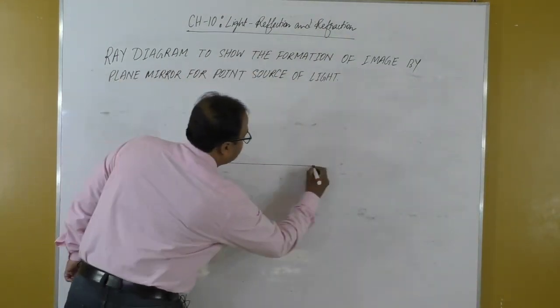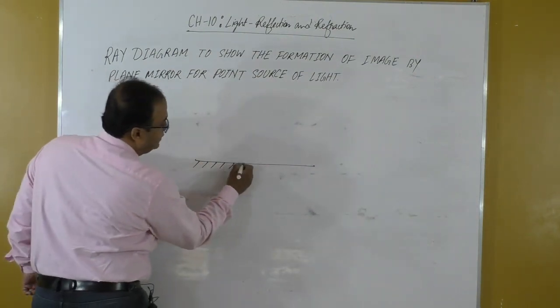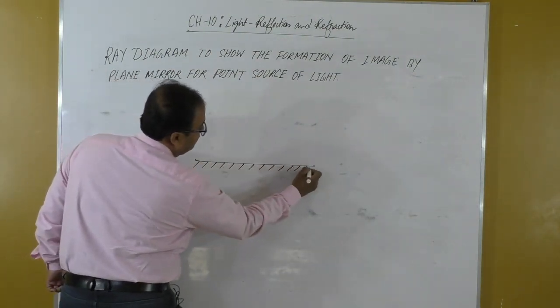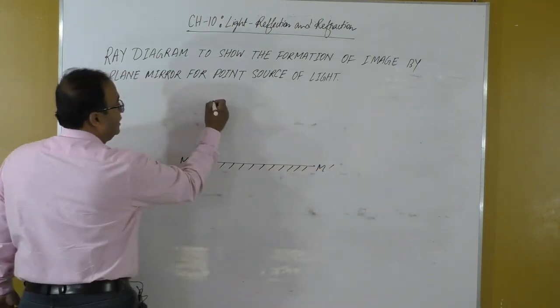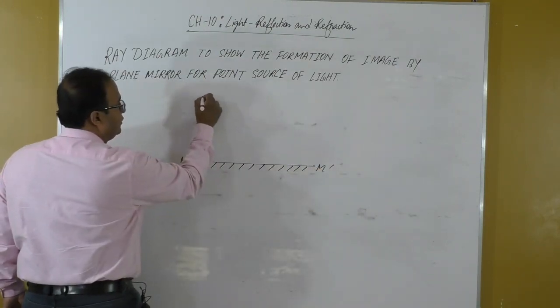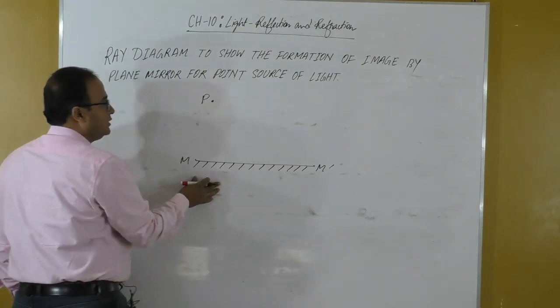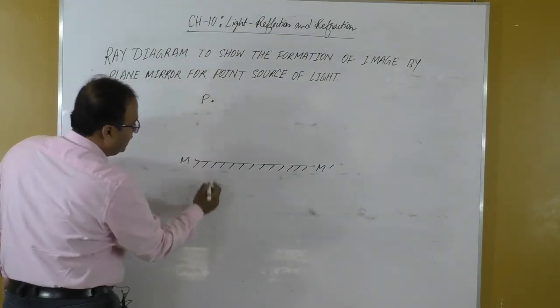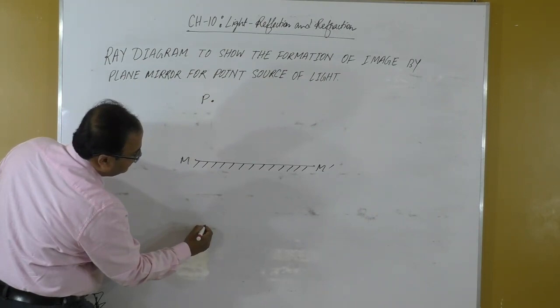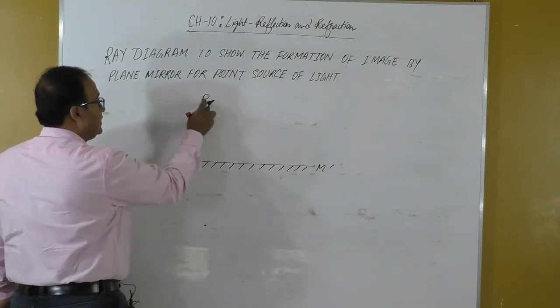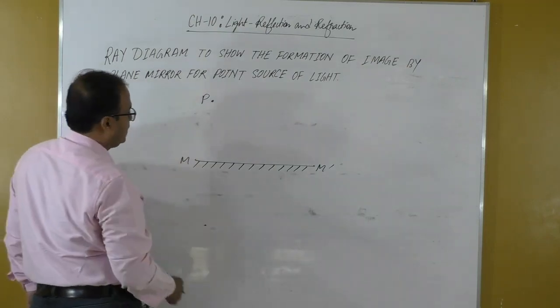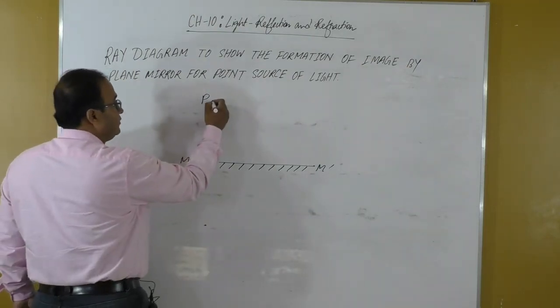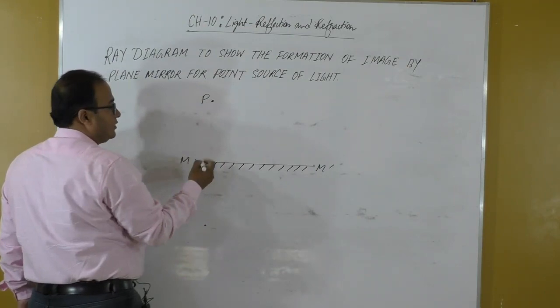For that, we can draw a plane mirror. You can mark this as M dash. Let P be the point source or point object placed in front of the mirror, and for convenience we are marking a point behind the mirror exactly at the same distance as the object. So a point has been marked for convenience, and for the formation of image minimum two rays are considered.